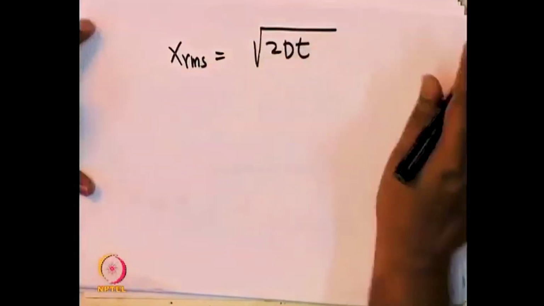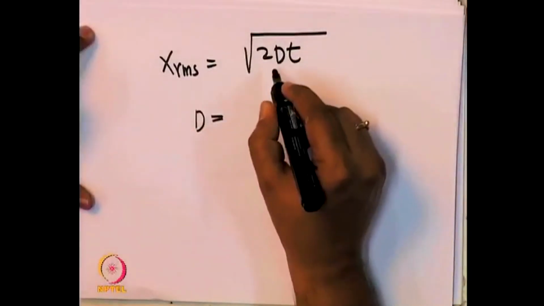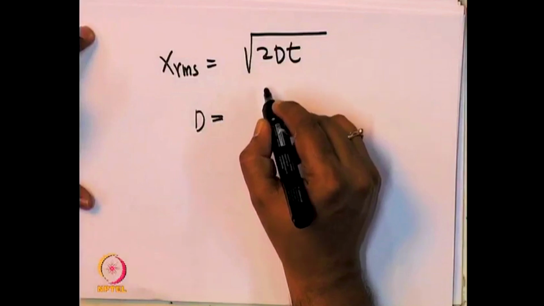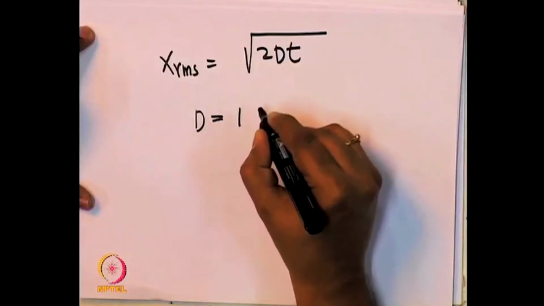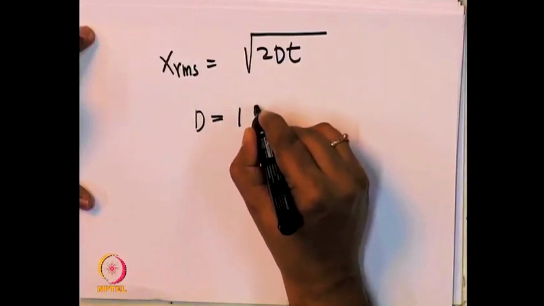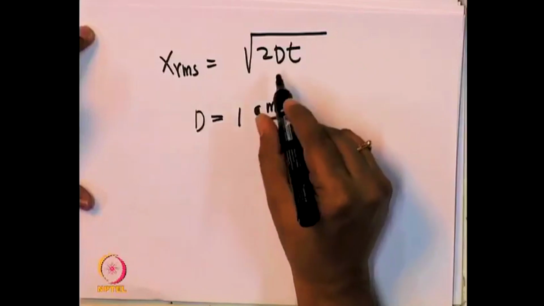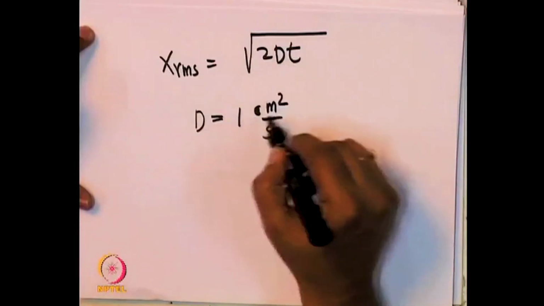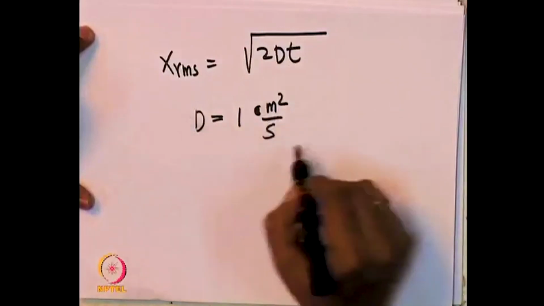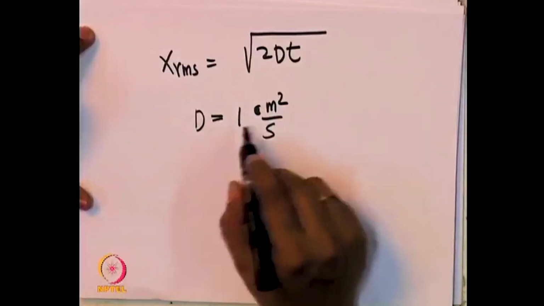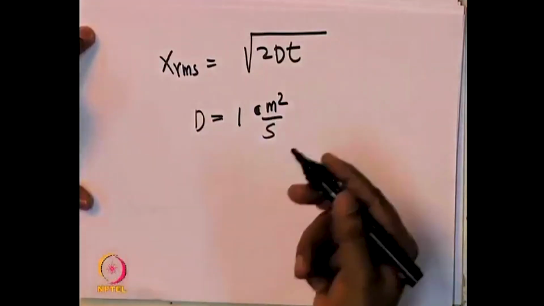This is a very famous relation. Now, let us see what it is. What is the unit of d here? D will have a unit of meter square per second; the diffusion coefficient has a unit of meter square per second. We will come to this and see how it arises, but for the moment let us take d as some number, which is 1 meter square per second, given to you.